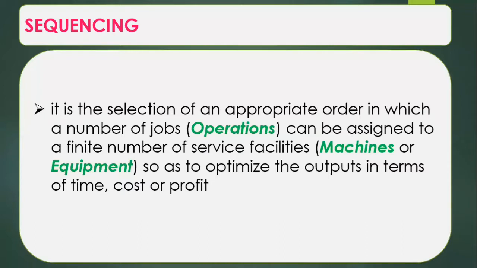So what do we mean by sequencing? If we say sequencing, it is the selection of an appropriate order in which a number of jobs or operations can be assigned to a finite number of service facilities or machines or equipment so as to optimize the outputs in terms of time, cost, or profit.